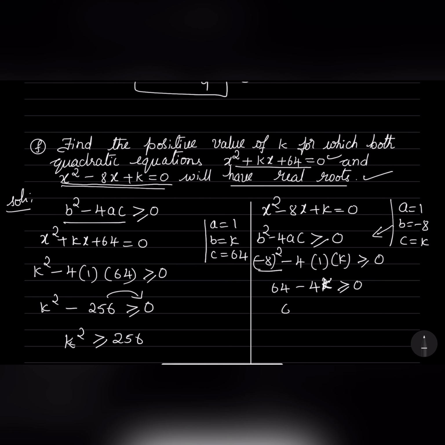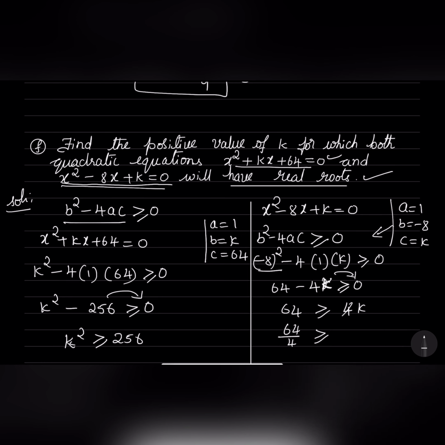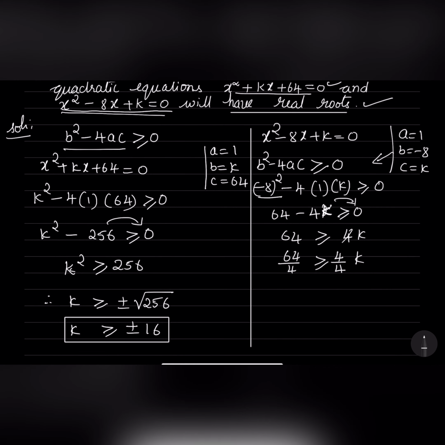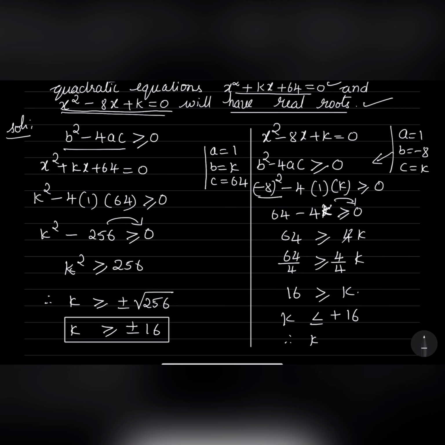Now, 64 is greater than or equal to 4k. We'll shift this here, then it will be plus. Now, what happens for 64 by 4 greater than or equal to 4 by 4k. So, this will be equal to 16 greater than or equal to k. So, k is greater than or equal to plus 16. Therefore, k is equal to 16.